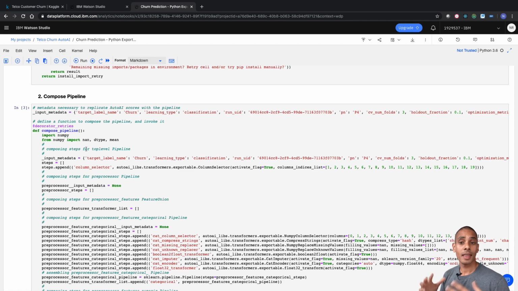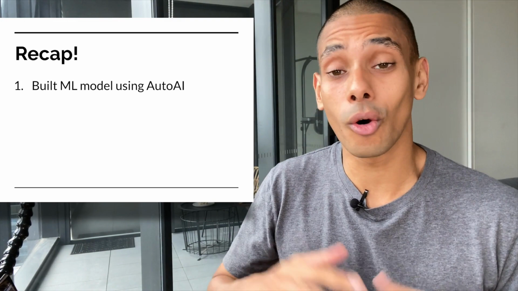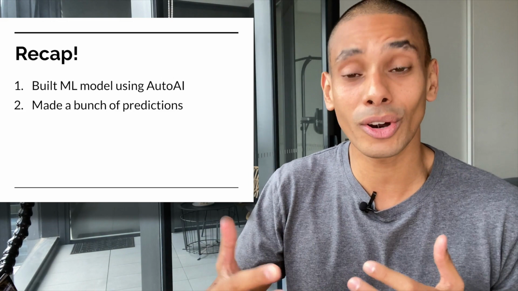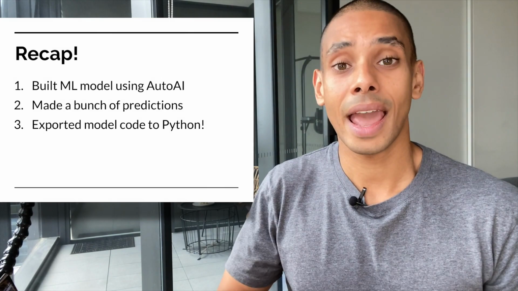That about wraps up this tutorial. So let's quickly recap on what we did. We built a machine learning model, or rather 8 machine learning models using auto AI. We then deployed 1 machine learning model as a REST API and made some predictions, so we saw whether or not a customer was likely to churn or not, after we entered in all that data. And last but not least, we took that same machine learning model and generated the underlying Python code using Auto AI's notebook feature. And that about wraps up today's tutorial.